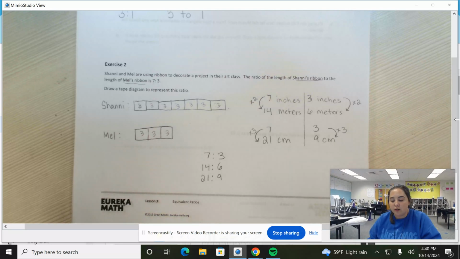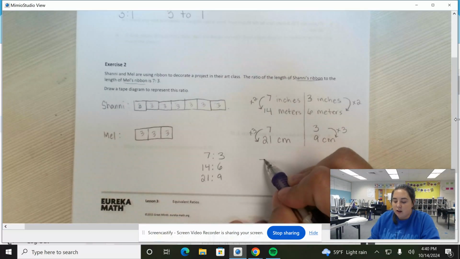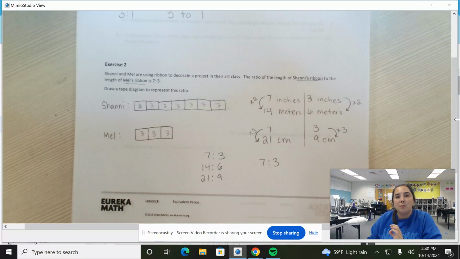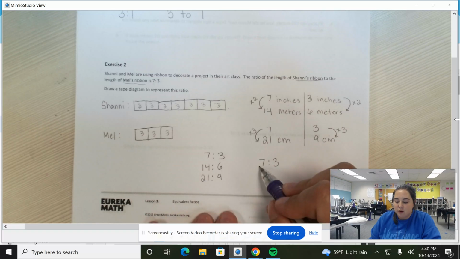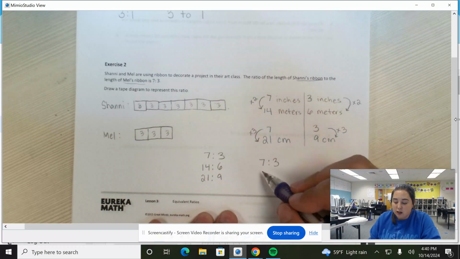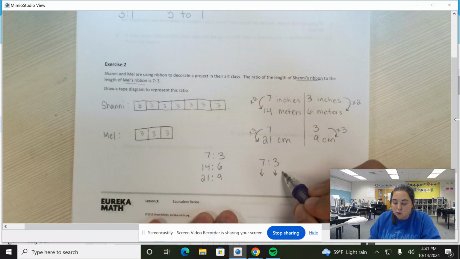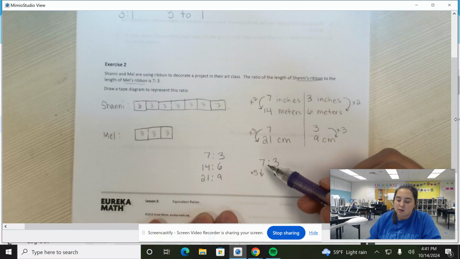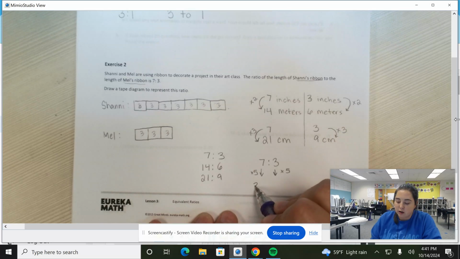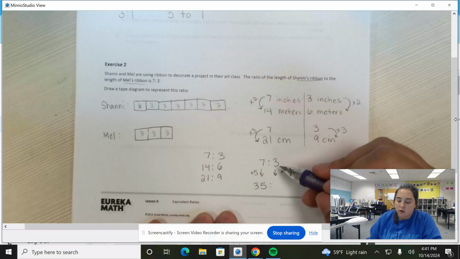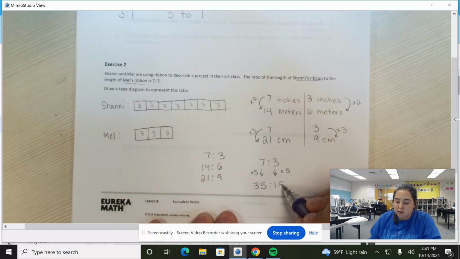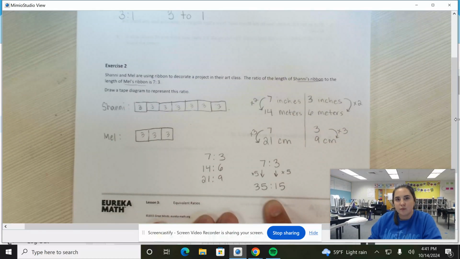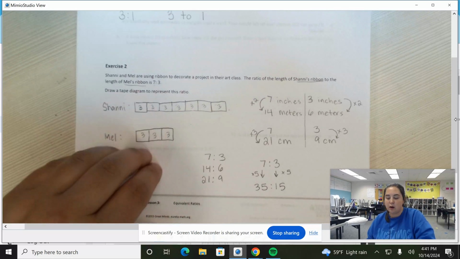So you can find equivalent ratios as long as you're multiplying the ratio by the same factor. So for example, I already did times 2 and times 3. If I took this and I multiplied both of these times 5, 7 times 5 would be 35. 3 times 5, 15. 35 to 15 would be an equivalent ratio. All right, this is going to help us in the next part.